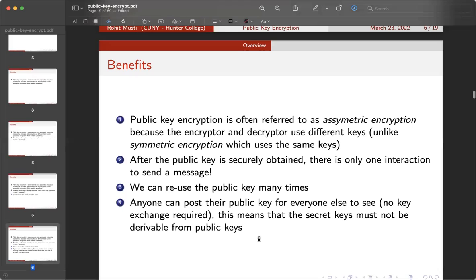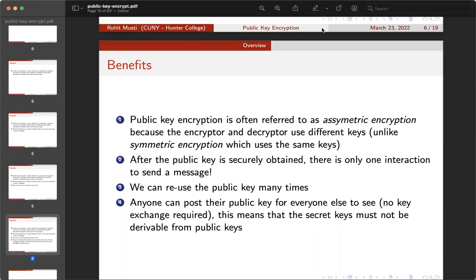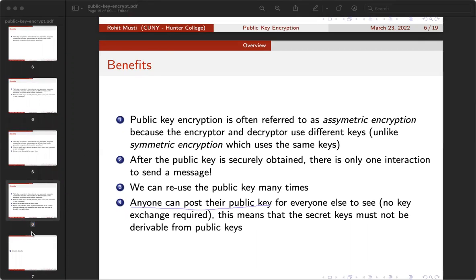Lastly, I'm going to just discuss this. Anyone can post their public key for anyone to use, which is pretty cool. So are there any questions on the public key encryption benefits? I'll give you guys maybe 35, 40 seconds to think about that.